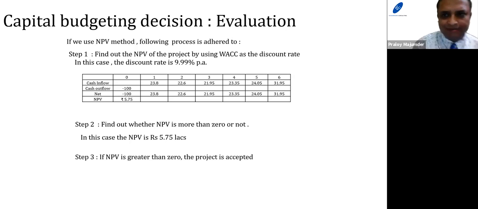This 5.75 lakh means the project, after meeting the required return of 9.99%, generates an extra 5.75 lakhs. So if the project generates more and the NPV amount is more, the project is safer or more attractive. So what you have actually learned is how to evaluate capital budgeting decisions.